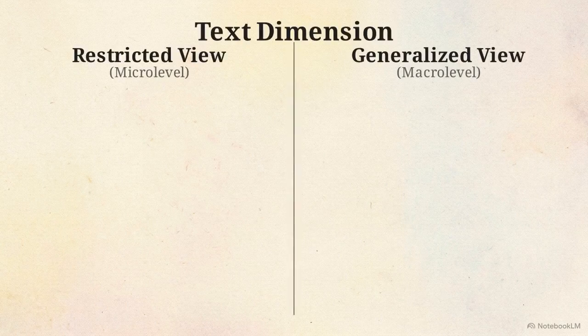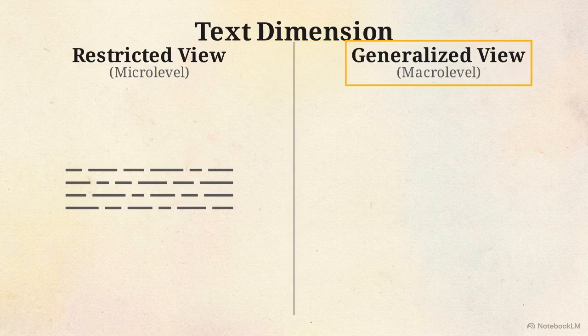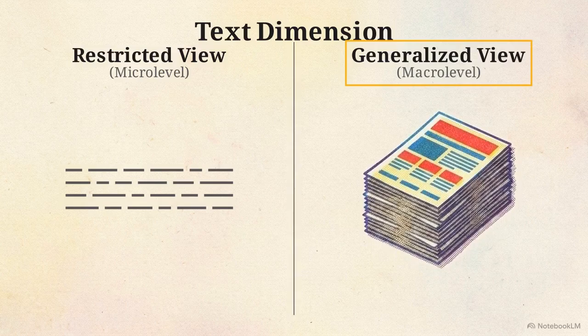This matrix outlines our updated cognitive model, starting with the first dimension, text. Under the restricted view on the left, researchers analyze micro-level features. They look at a document's lexical content, the specific vocabulary, and the localized sentence structure to measure difficulty. The generalized view on the right shifts the focus to macro-level features. Here, a text is not treated as a transparent window into meaning. It is recognized as an artifact, a designed object built by a specific author to convey a specific communicative intent.